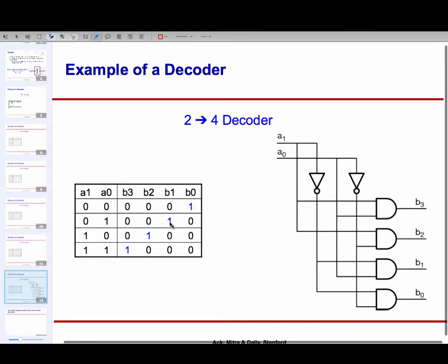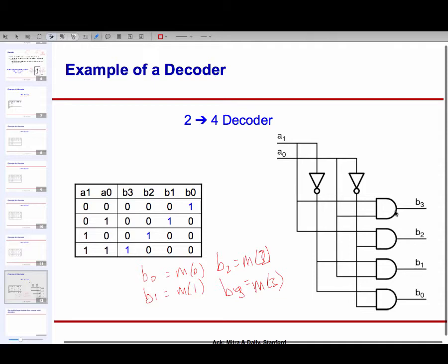Likewise, B1 is high only in one place. So this is basically saying B0 is M of 0, B1 is M of 1, B2 is M of 2, and B3 is M of 3. I was messing up earlier. If you look at these inverters and AND gates, they're basically generating the 4 minterms, and we're just calling them that. So it's a fairly straightforward function if you think about it.